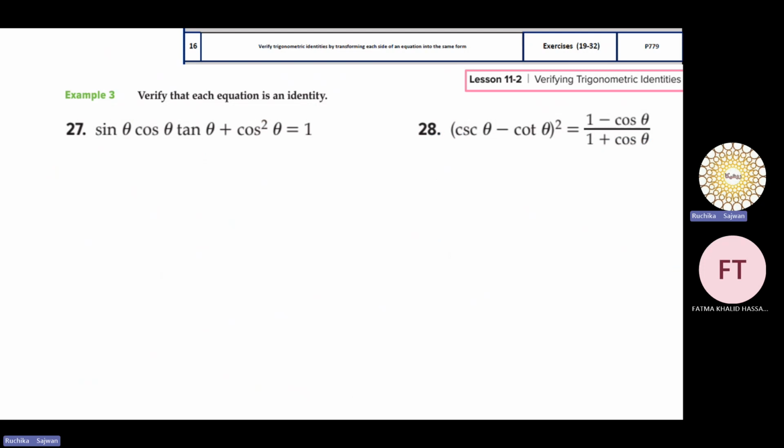Next coming up is 27, 28. By now, I think you have got an idea how to solve these kinds of questions from Learning Objective 16, Lesson 11.2, Verifying Trigonometric Identities. So let's continue and start with this side. Obviously here, there is no confusion. This side is more tricky. So we will start with the left-hand side and use some identities along the way.